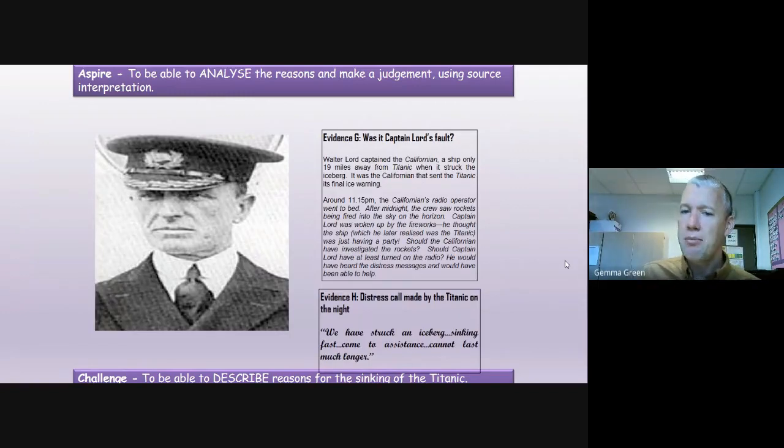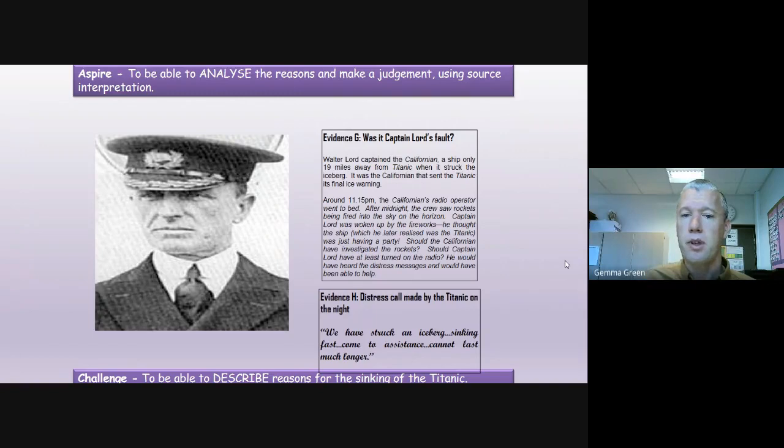The next person we're going to look at is Captain Lord. Firstly, Captain Lord captained the ship called the Californian. That was a ship that was 19 miles away from the Titanic when it struck the iceberg. It was actually the Californian that sent the Titanic its final ice warning. So it was one of the ships that said, look, you're going to have to slow down. There's a lot of ice about.